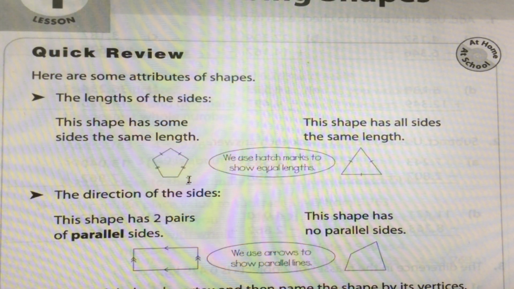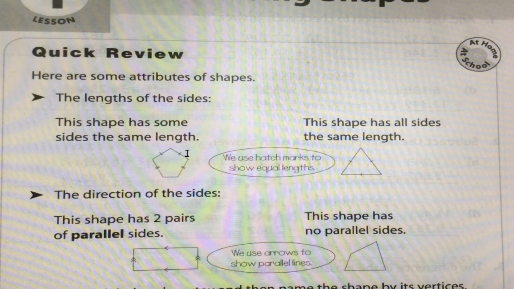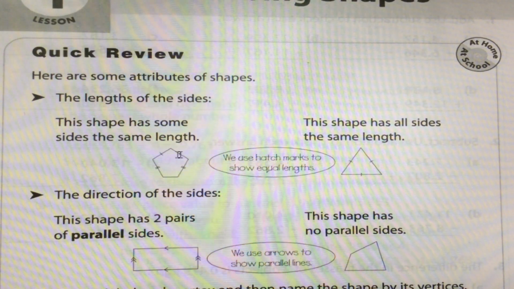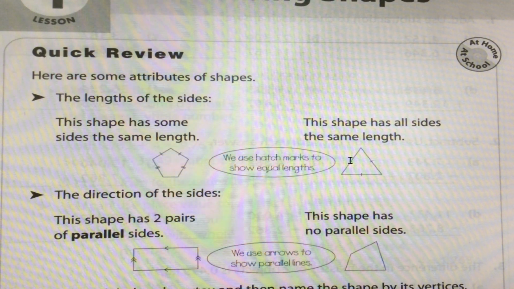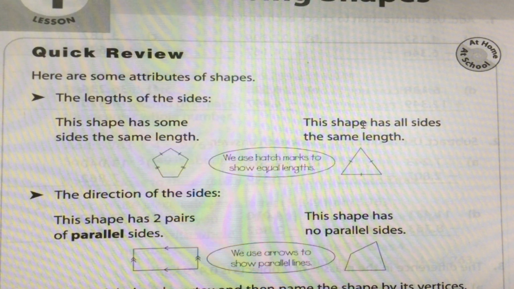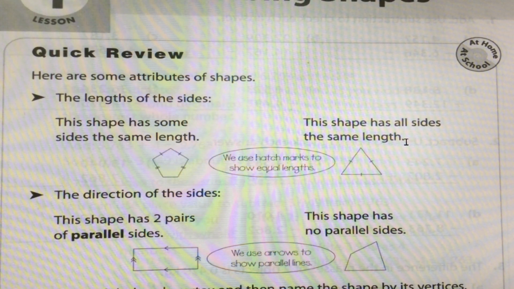So this one here, we know this shape has some sides the same length, and it's because there are hatch marks. Those hatch marks, these two that both have one hatch mark are the same length. These two that have two hatch marks are the same length. And in this case, there's a hatch mark there, there, and there, which means this shape has all sides the same length. That's what hatch marks look like.